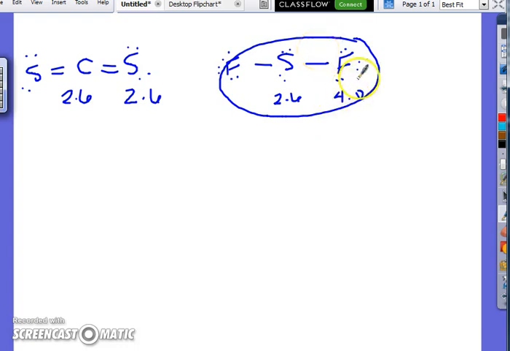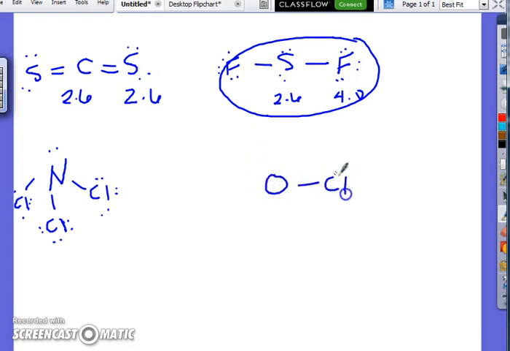So this is going to be a much more polar substance because of that electronegativity difference. It's probably not going to be exactly linear. It probably will be slightly bent, maybe in one direction or the other. Number 2 is nitrogen trichloride versus oxygen dichloride. So oxygen dichloride is going to have a similar setup as sulfur difluoride.